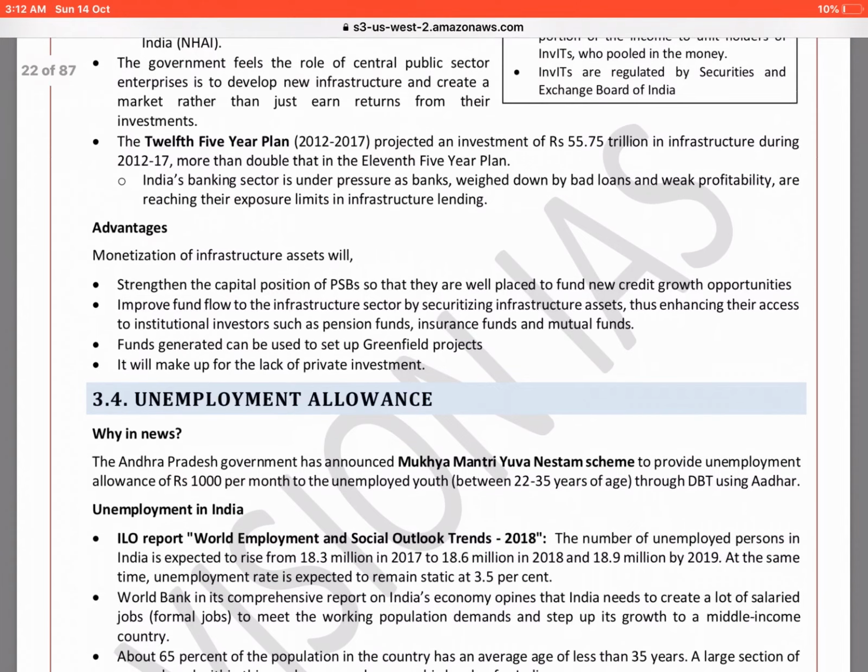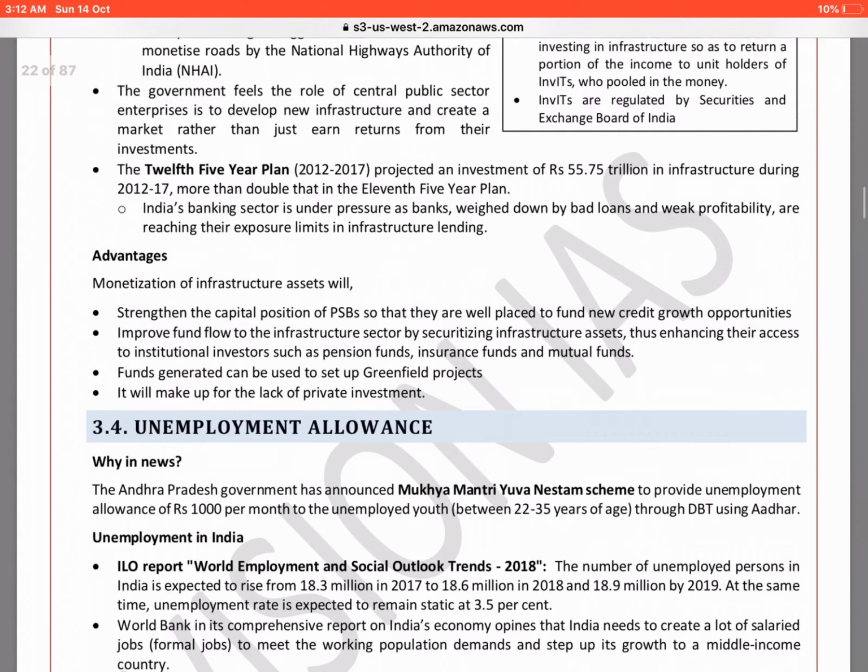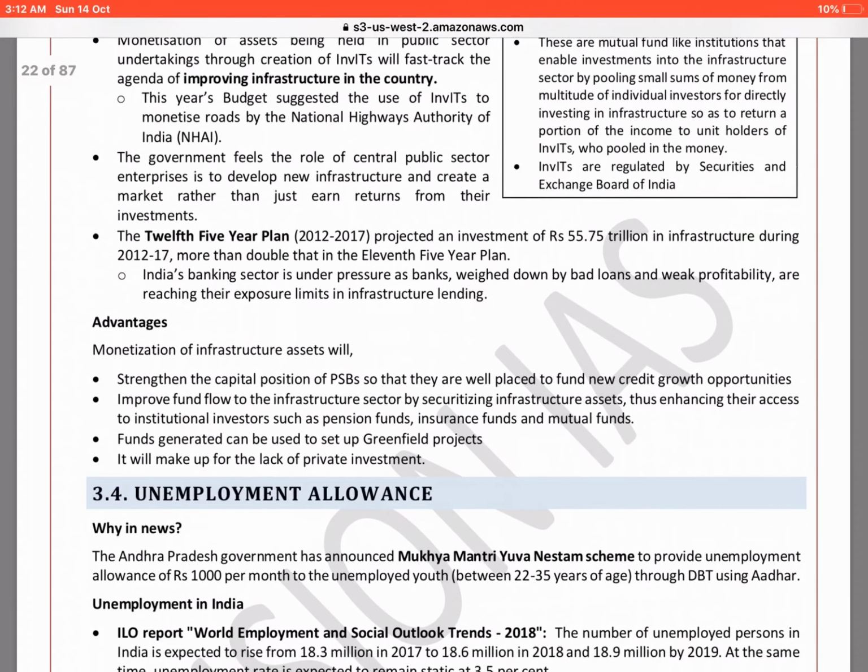So India's banking sector is actually under pressure, with a huge amount of NPAs and bad loans. So what has happened is that the banks do not have enough money to give as loans. So this kind of InvITs, which acts as a market where people can invest money and can have the money back with profits, is something that the government is looking forward to. So what are the advantages of monetization? With monetization of assets, the capital position of public sector banks will be strengthened, and this will create new growth opportunities also.